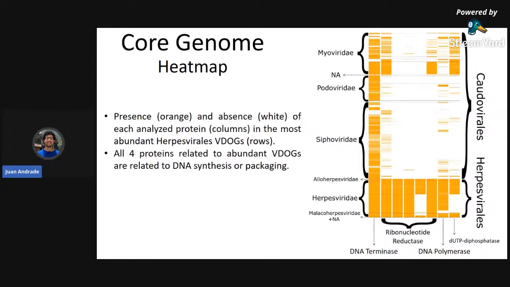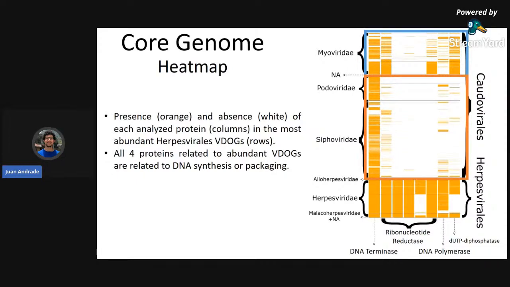But the most interesting thing here is that if you take a look at the distribution of those VDOGs in Caudovirales, you'll see that most of them have the DNA terminus, which was expected. But for the other VDOGs related to the other proteins, you'll see that their abundance in Myoviridae is relatively higher for some cases as compared to their abundance in the other 2 families of Caudovirales. That's going to be important in a second.